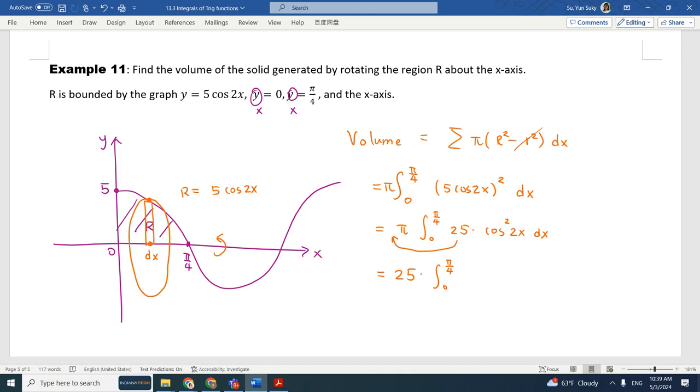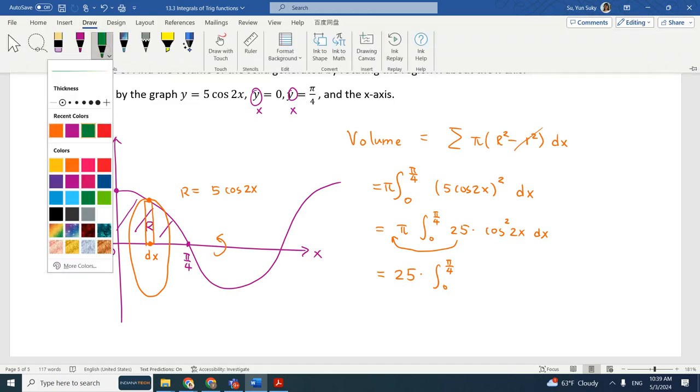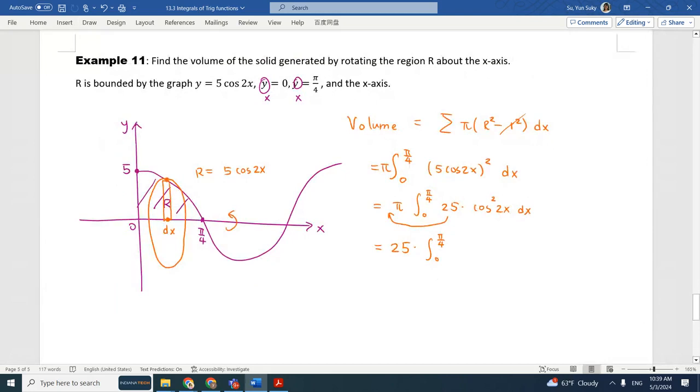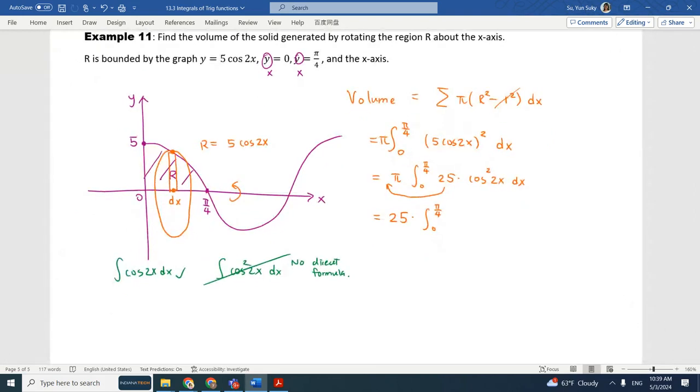So here we need a trick. The trick is called the double angle formula. We have a formula for cosine 2x, but we do not have a formula for cosine squared. No direct formula. Therefore, you need to use the double angle formula. What's the double angle formula?